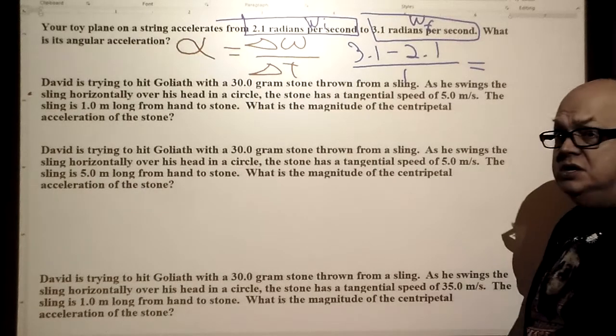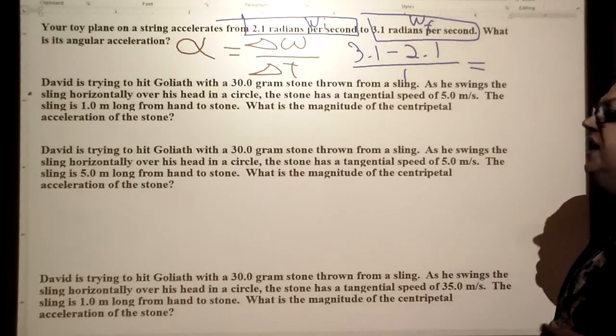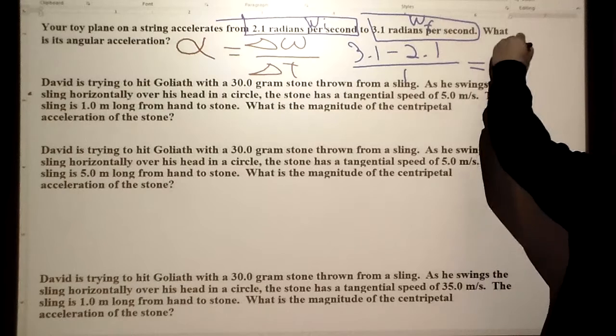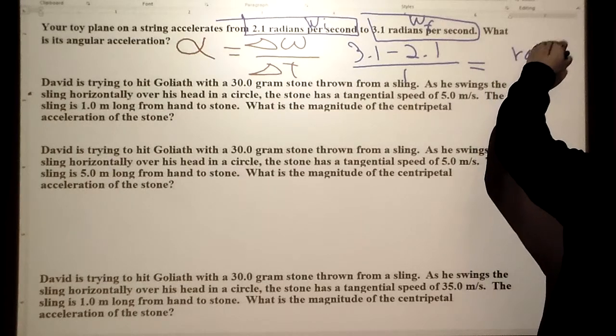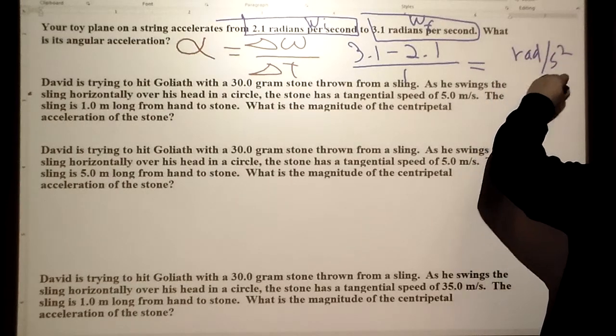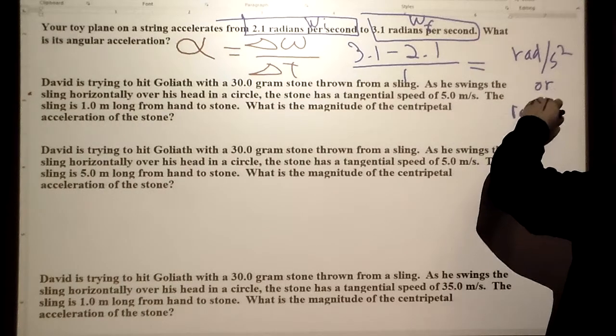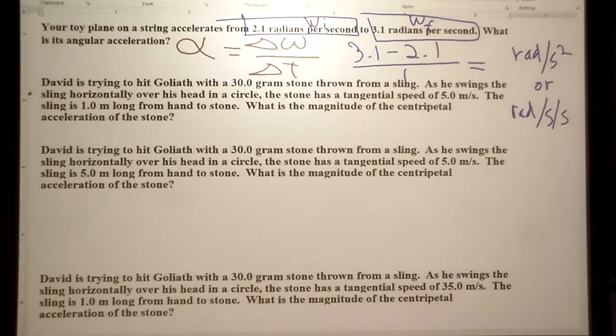Now, what are the units here? This is an acceleration type problem, so it's going to be radians per second squared, or radians per second per second. Both of these mean the same thing. Keep that one in mind.